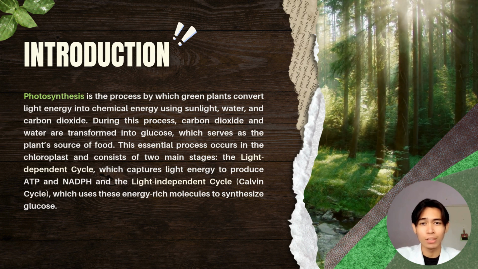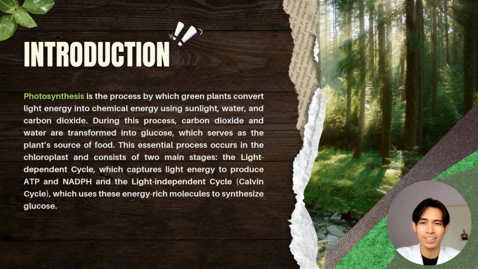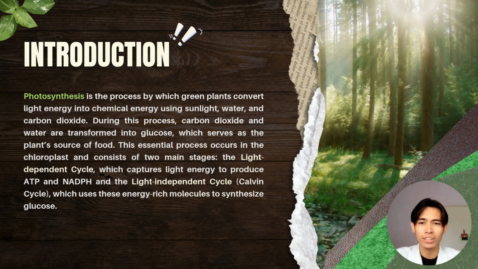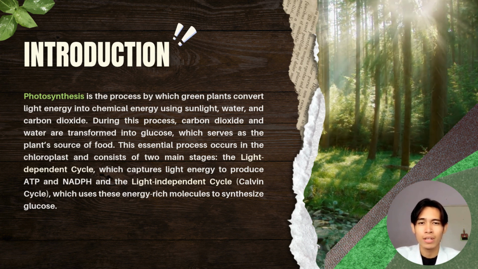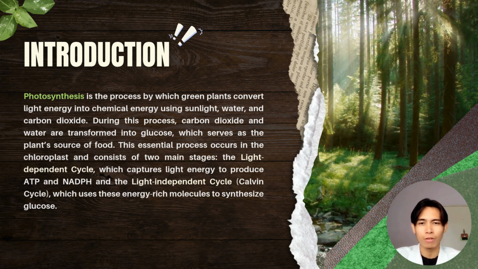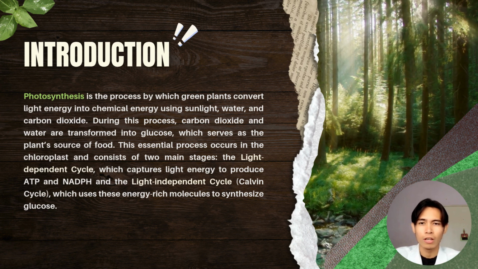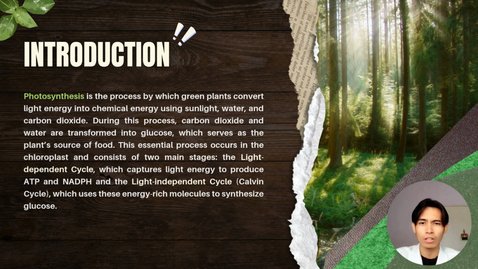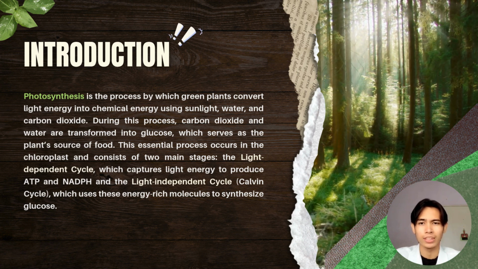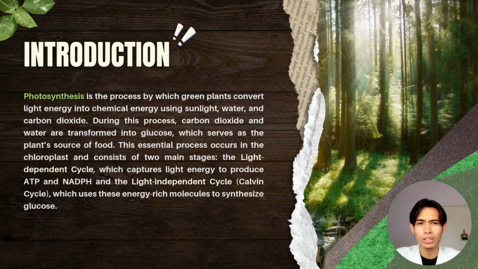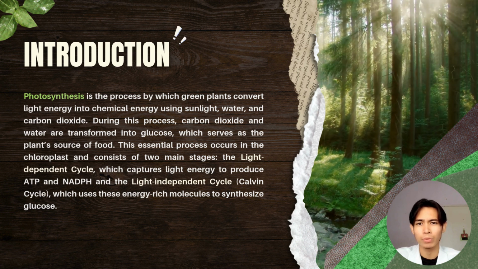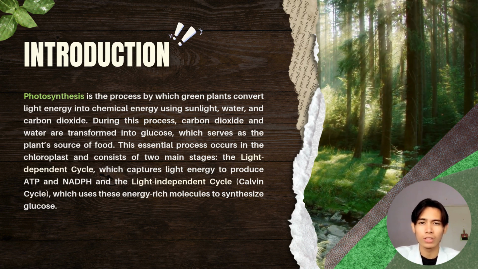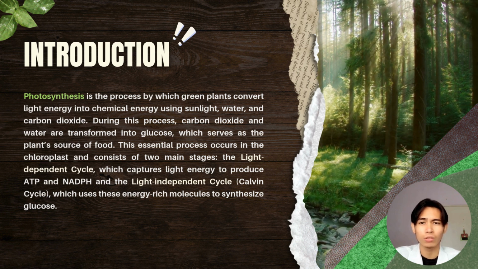Photosynthesis is the process by which green plants convert light energy into chemical energy using sunlight, water, and carbon dioxide. During this process, carbon dioxide and water are transformed into glucose, which serves as a plant's source of food. This process occurs in the chloroplast and consists of two main stages: the light-dependent cycle, which captures light energy to produce ATP and NADPH, and the light-independent cycle, the Calvin cycle, which uses these energy-rich molecules to synthesize glucose.